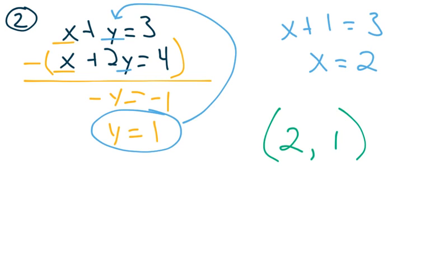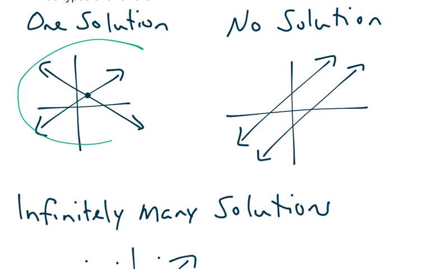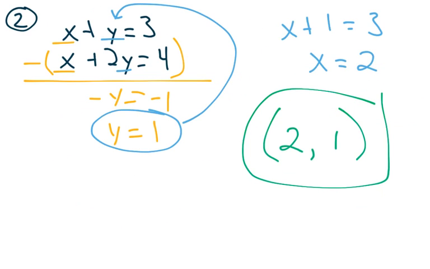Okay? I never ran out of variables, so I do have an answer. Your one answer is 2, 1. Your picture would look something like this first one right here. If I don't run out of variables, I'm going to have a solution. Alright, last one, number 3.